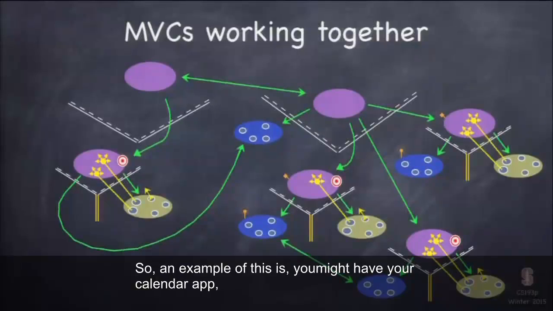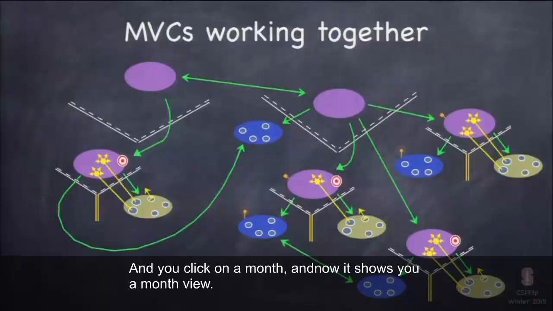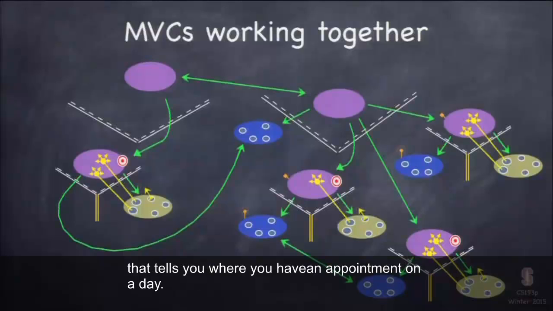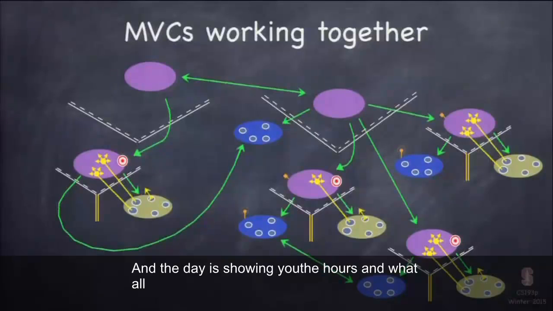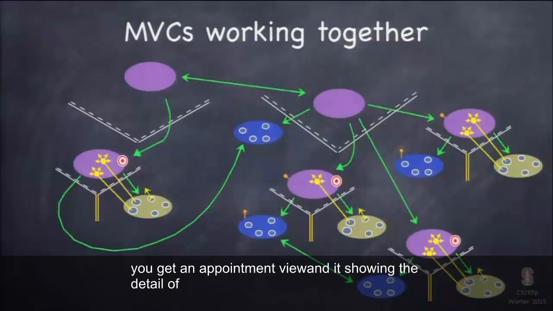So an example of this is you might have your calendar app, and it's showing you the entire year. And you click on a month, and now it shows you a month view. Well, a month view looks a lot different than a year view. A month view just has all the days and maybe some circle that tells you where you have an appointment on a day. And then maybe you click on a day, and now you get a day view. Okay? And the day is showing you the hours and what all your appointments are. And you click on an appointment, now you get an appointment view, and it's showing the detail of where you're going and when it is, etc.